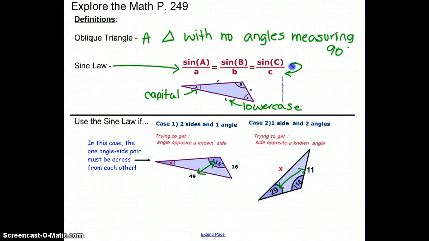Also, in case 2, if you have two angles, you could always find the third. In case you were given, say, a side length here that's 15, and you didn't have this 11, you could find your other angle so that you would have a pair.